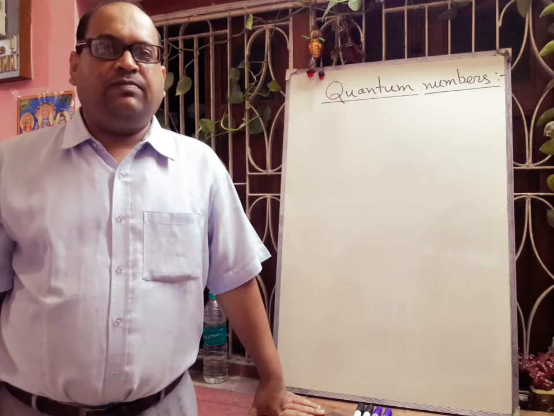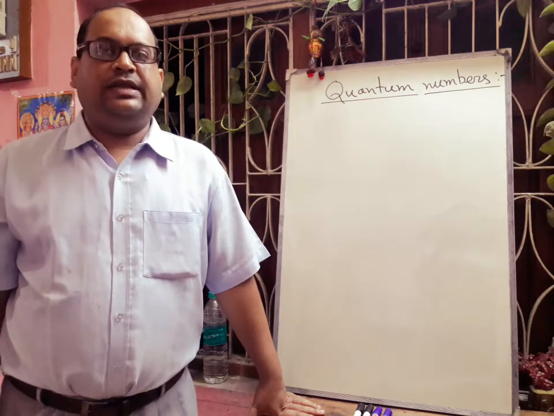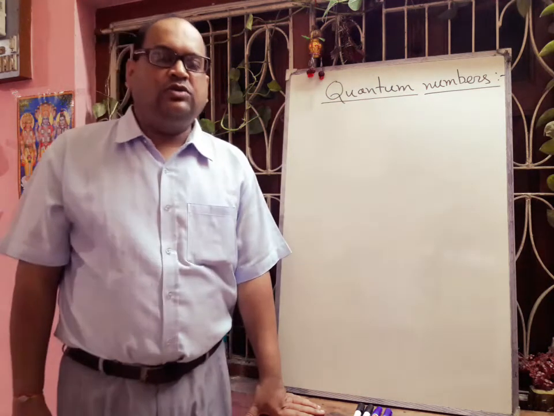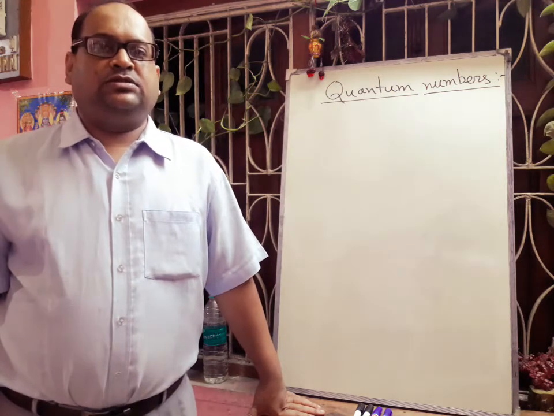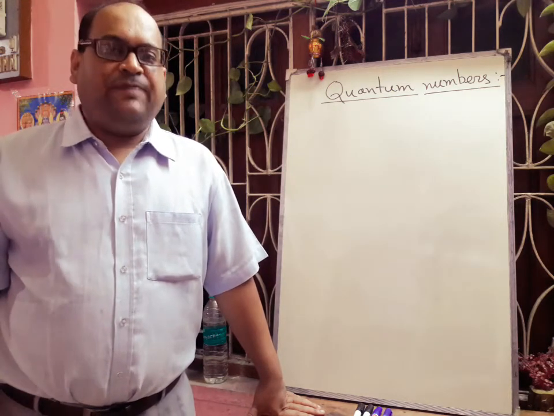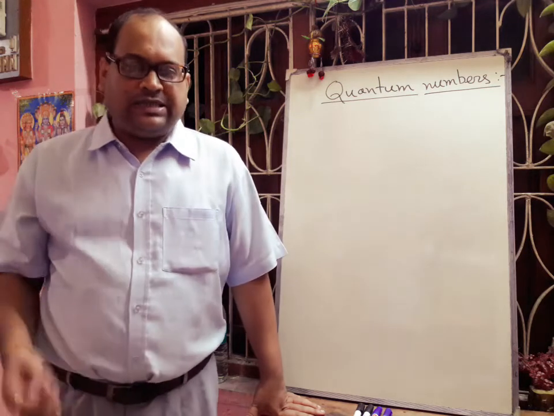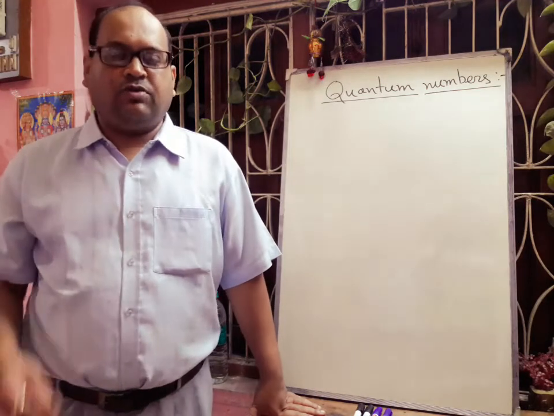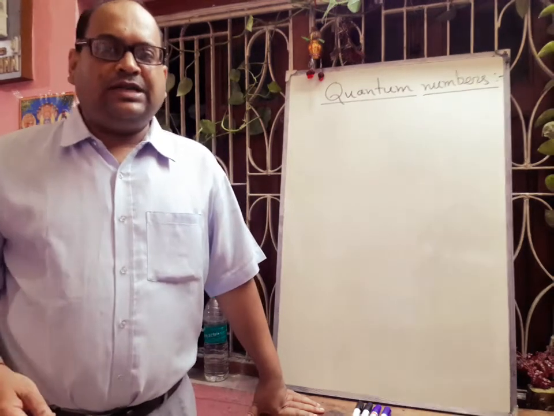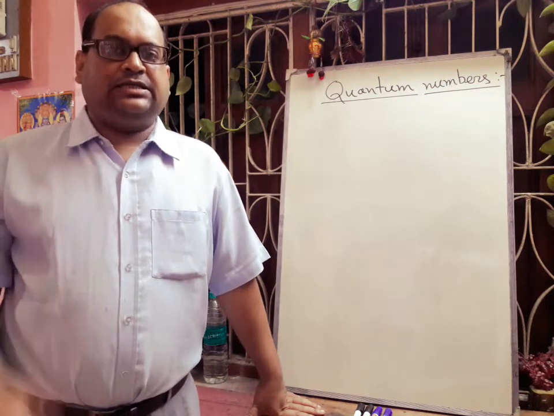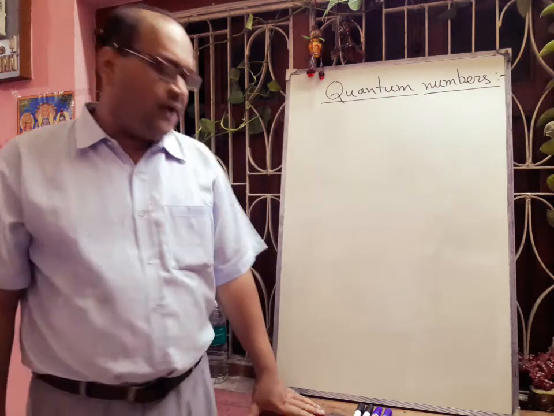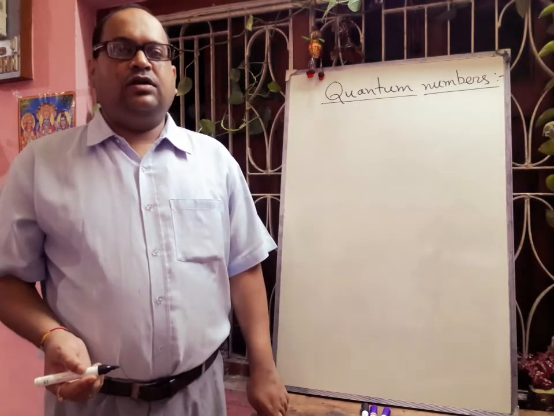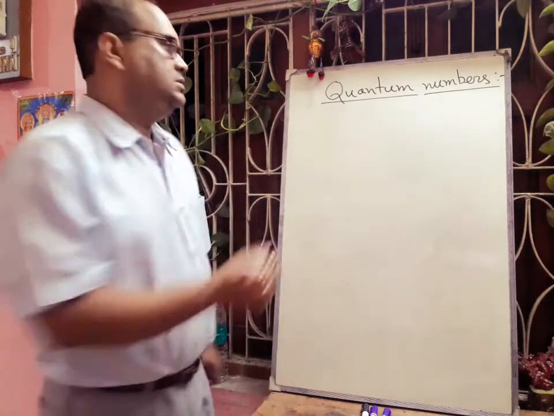In order to specify completely the position and energy of an electron in an atom, it is necessary to state the values of each of the 4 quantum numbers. So to specify an electron, or to locate an electron, 4 quantum numbers are required. So quantum numbers are the complete address of the electrons. First we will discuss the first quantum number, that is called the principal quantum number.